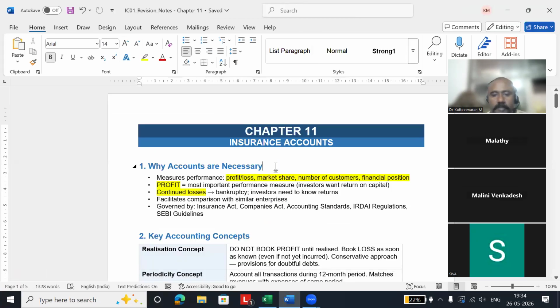Chapter 11, Insurance Accounts. If you are interested in counting and math calculations, it will be interesting. And if you are weak in those subjects, it will look a little complicated, but it's very easy. More or less like how we usually put things together in our personal accounting, the same thing insurance also will follow.